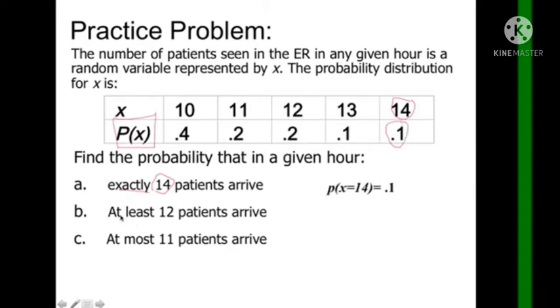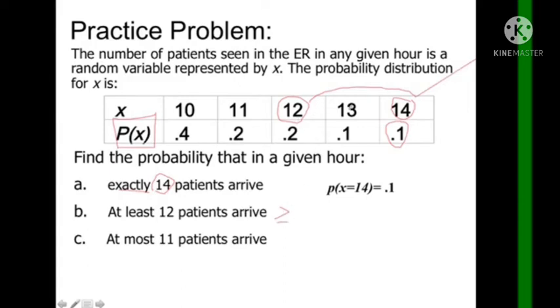How about at least 12 patients? Pag sinabing at least, siya yung pinakamababa. Okay? 12 is the lowest. And there are also higher than 12. Higher number. Okay? So, siya yung pinakamaliit, pinakamababa, at meron pang mas tataas sa kanya. Okay? So, parang ano siya, yung at least parang greater than or equal. Parang ganun yung kanyang symbol.